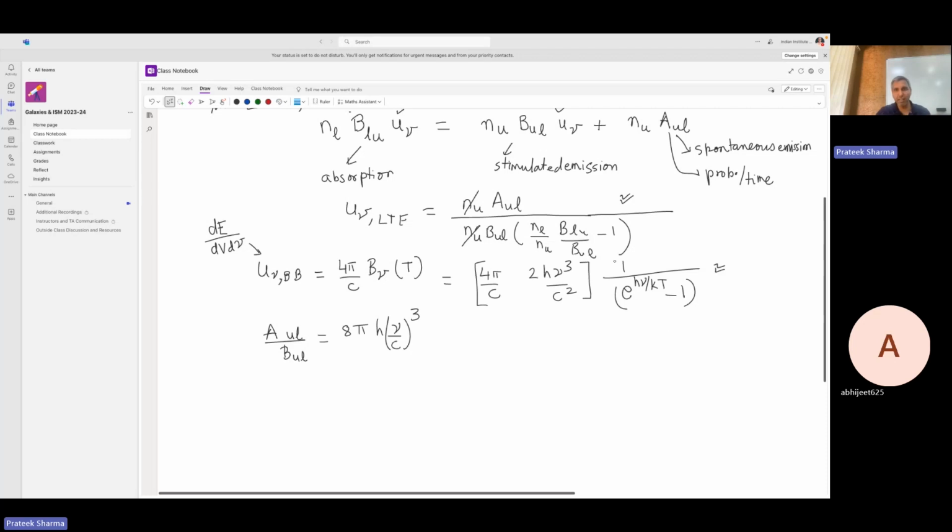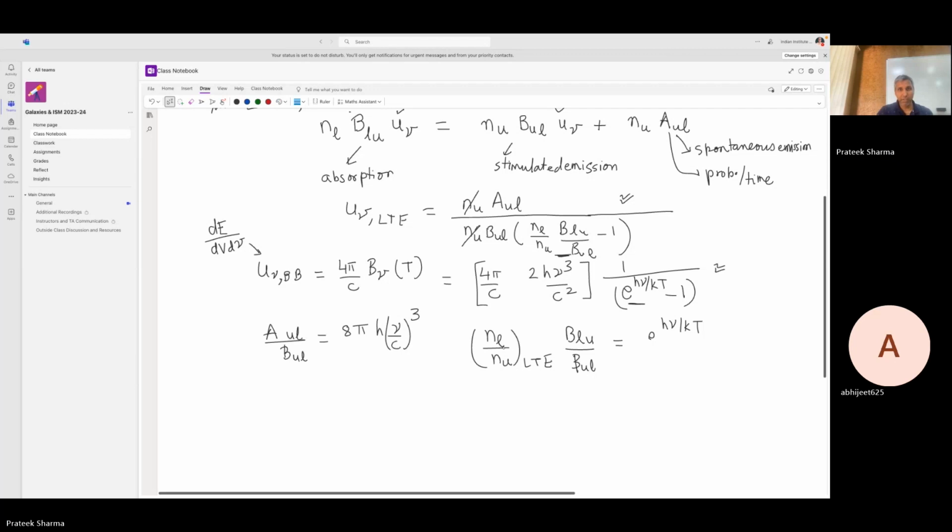And the second thing that we can see from here is, comparing this and this, N_L by N_U in LTE times B_LU by B_UL should be equal to e to the h nu by kT. We are just comparing the forms, and this has to be true for all temperatures.